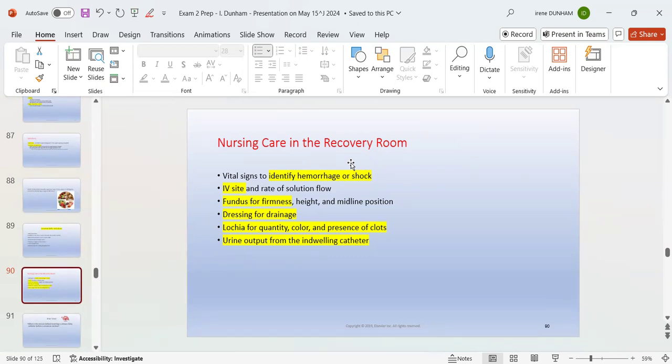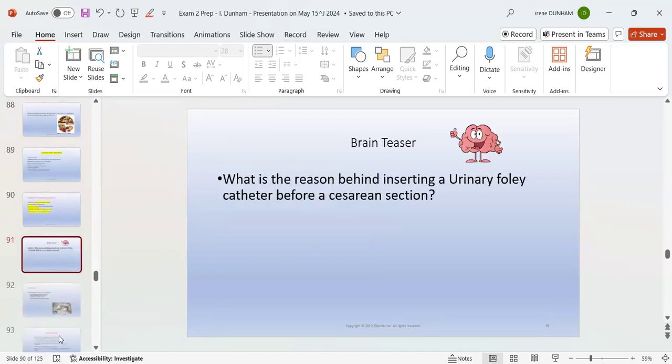Now you have her in the recovery room and all of a sudden your patient's not doing too good and you notice her pulse is up to 120. And then she has some rapid breathing, maybe some tachypnea. Are you concerned? What are you going to do? You're going to check that fundus for firmness. I'm also going to check her dressing for drainage because I got to find out where she's bleeding from. And then lochia, you want to look at her lochia rubra because it might have a few little clots, but it shouldn't have a lot of clots. And then her urinary output, making sure the kidneys are still working. So you have a lot to think about after a C-section in the recovery room.